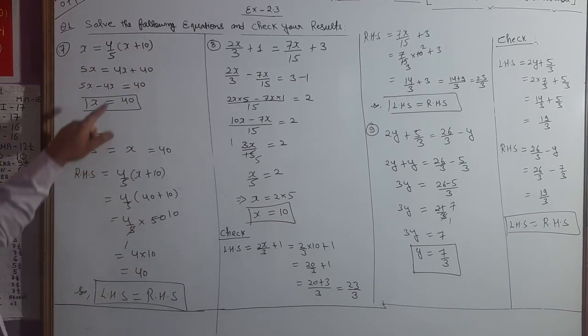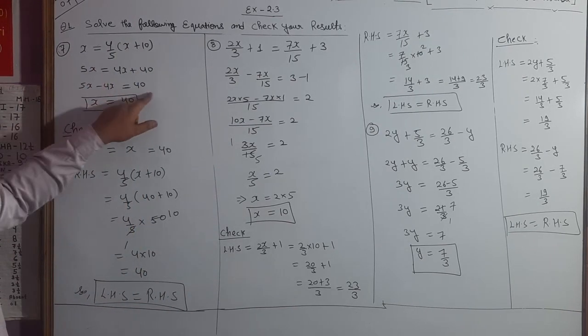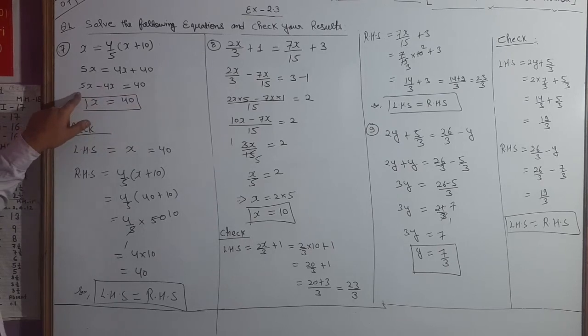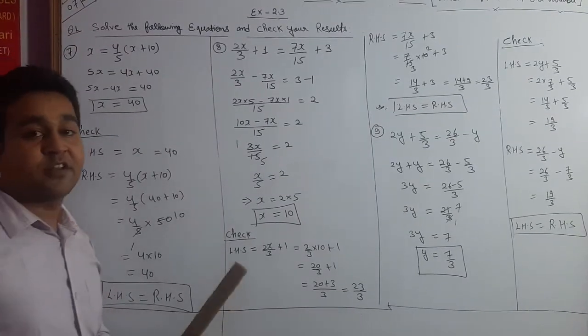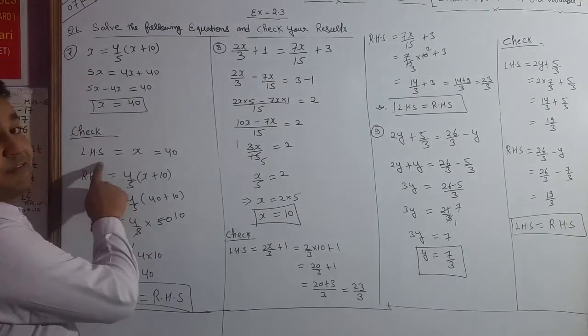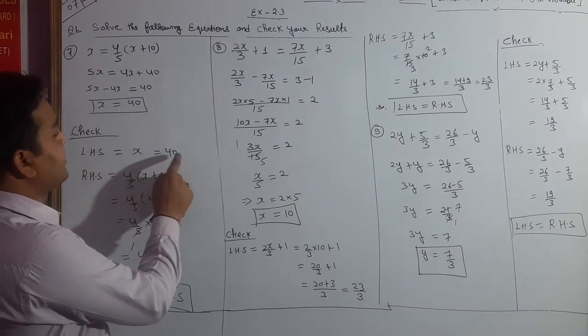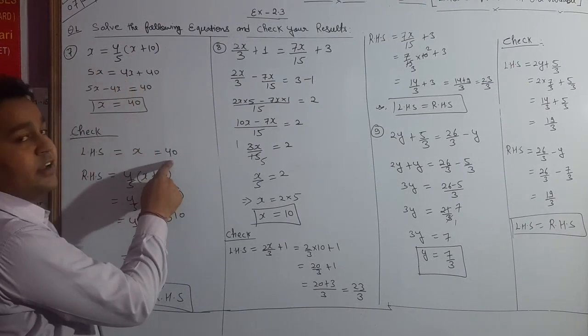Now you have to simply arrange 4x comes this side and becomes minus, 40 as it is, then it becomes 5x minus 4x, it means x, then you get x is equal to 40. It is your answer. Now you have to check your answer is right or wrong. Just write the left hand side first. Left hand side x, what do you have here? x, then you get here directly 40.